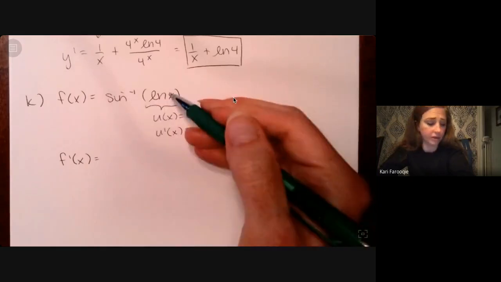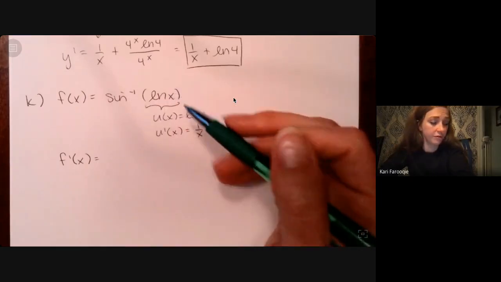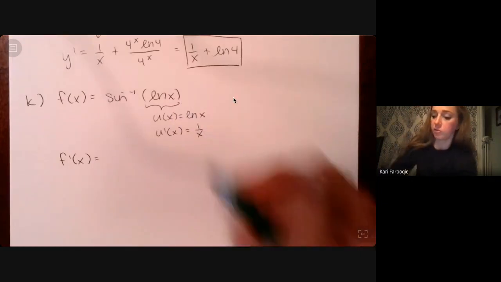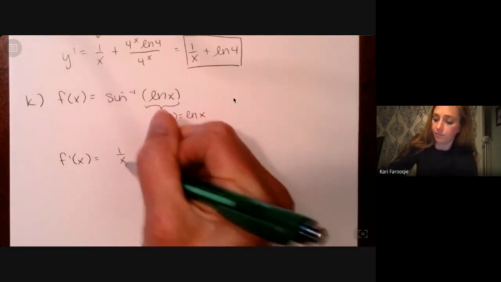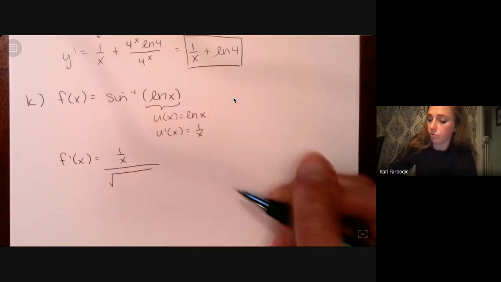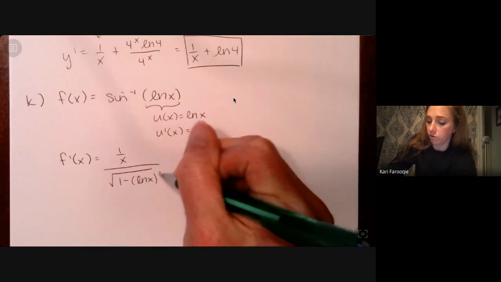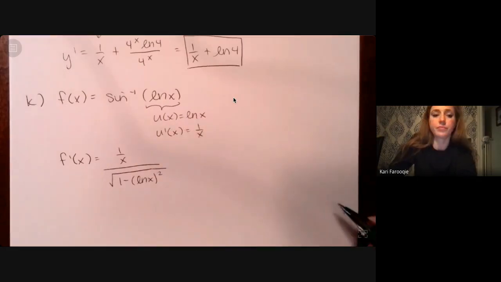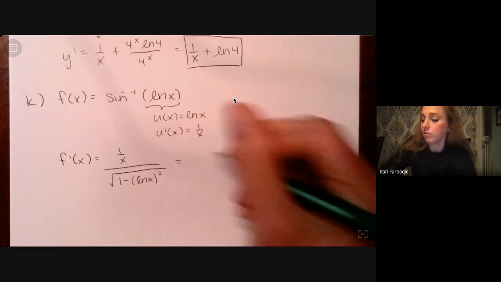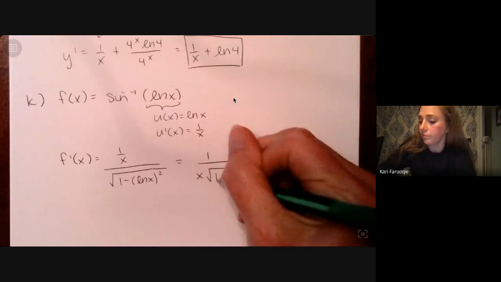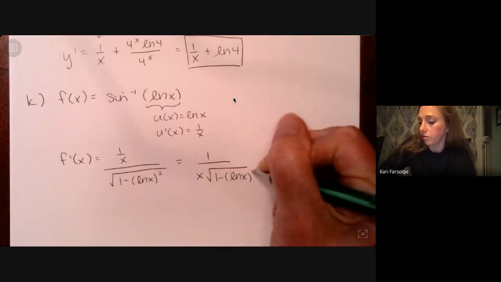So the derivative of the inverse sine of the natural log of x is going to be u prime divided by the square root of 1 minus u squared. And I don't know, there's not a whole ton you can do here. I would just pop this x into the denominator and write it like this.